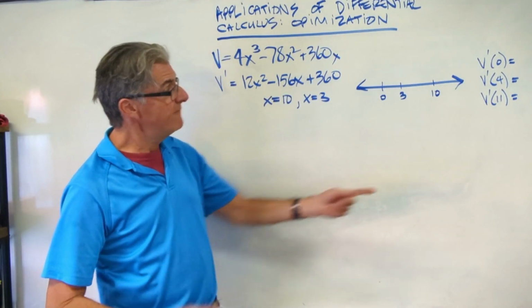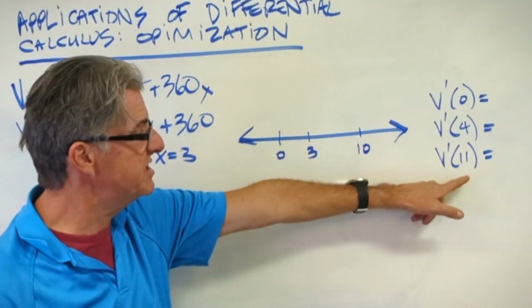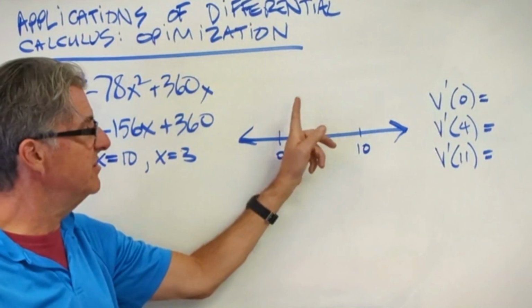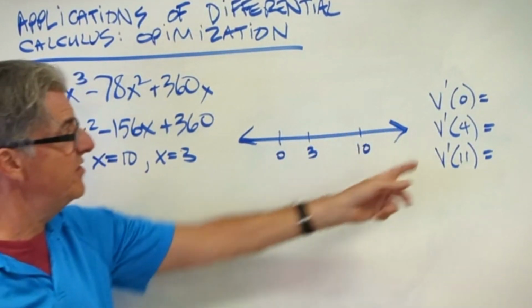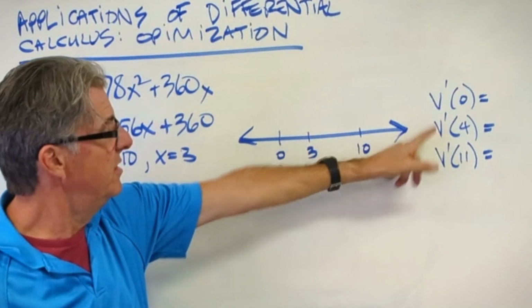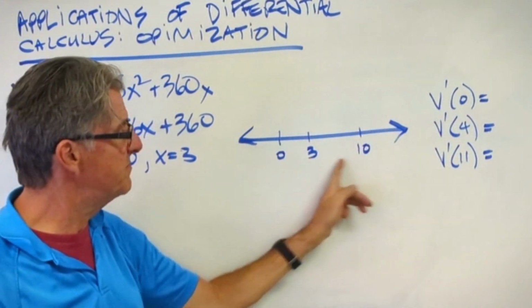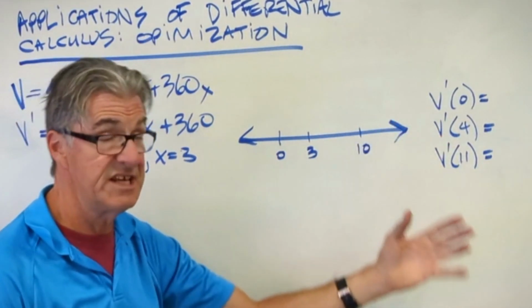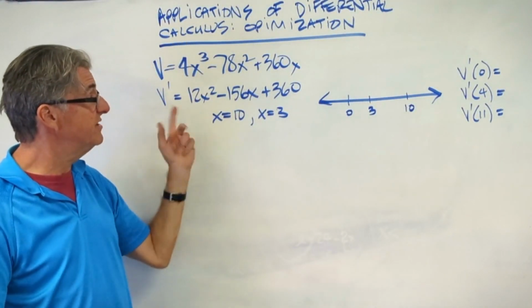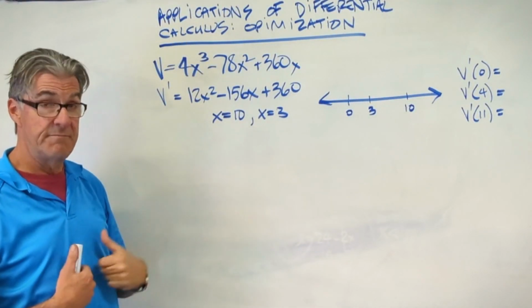Okay, so I've prompted you for 3 different values to test to say whether it's increasing or decreasing. Go ahead and pause the video and do v prime of 0, which is here. V prime of 4 is between the 3 and the 10, and v prime of 11 is past the 10. So go ahead and do those plugins with v prime and come back.